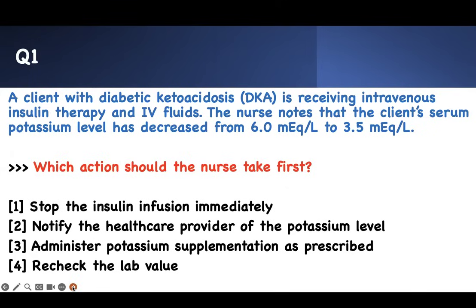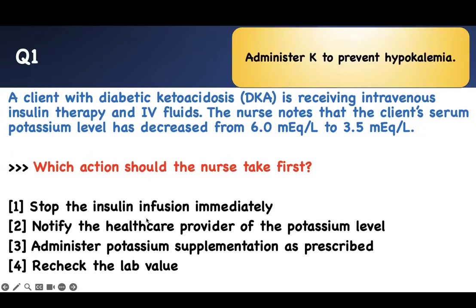This is the way you should go about each question: break it down into the lowest level, and think about the key concept associated with it. Administer potassium to prevent hypokalemia, because at 3.5 we're getting closer to a low level of potassium, and that can cause arrhythmia. The first thing the nurse should do is to give them potassium.